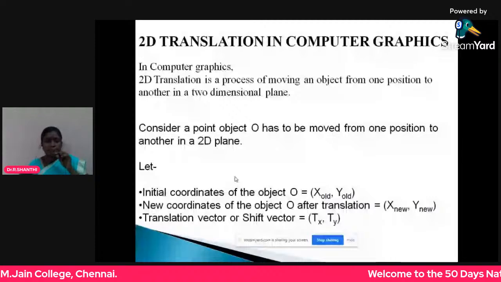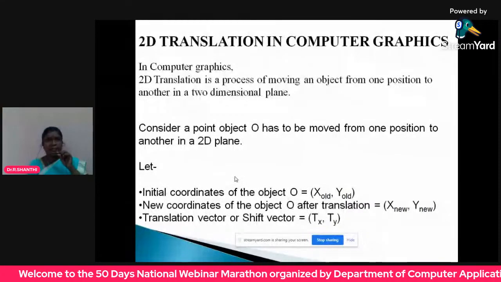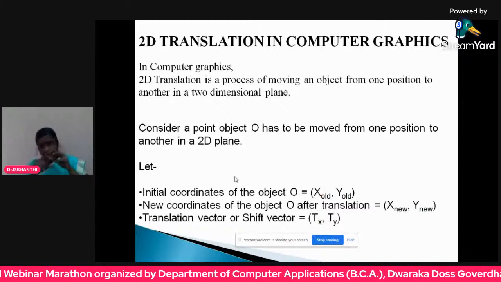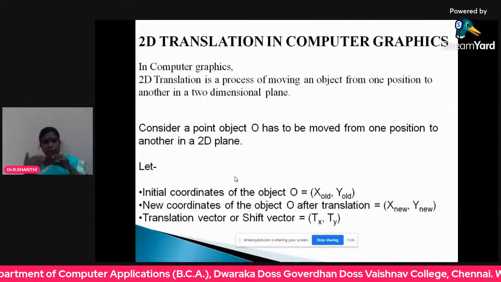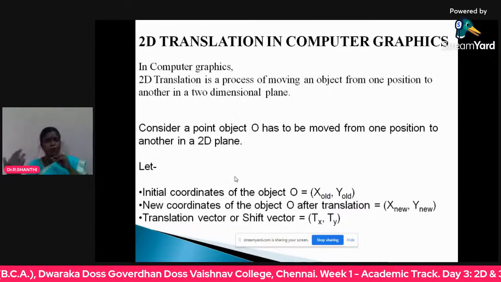Translation vector. Since we are focusing on 2D translation, what will be the value of the vectors? We will have two different values, the X value as well as the Y value. In a classroom, we will have 3 columns like that. So the boy was in the first row, first column, and will be shifted to the fifth row, first column.